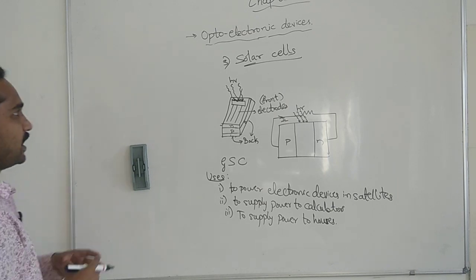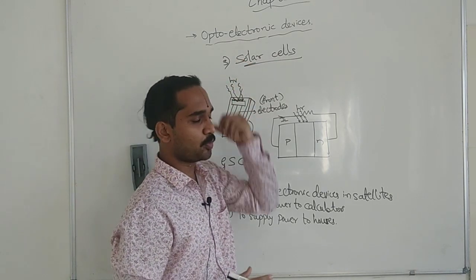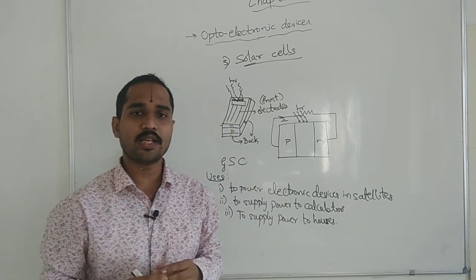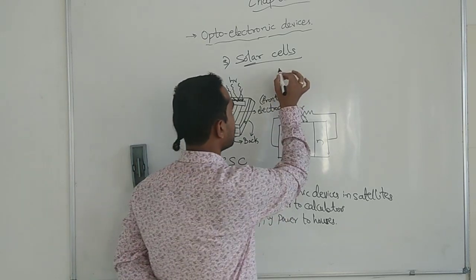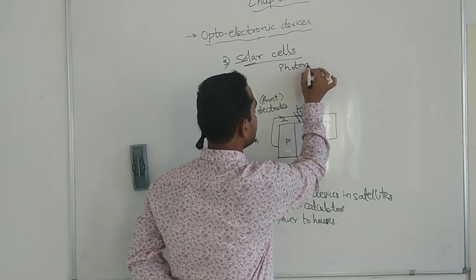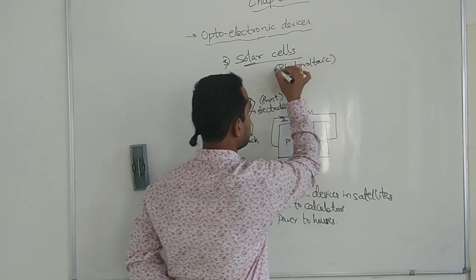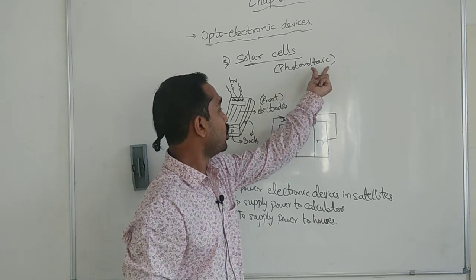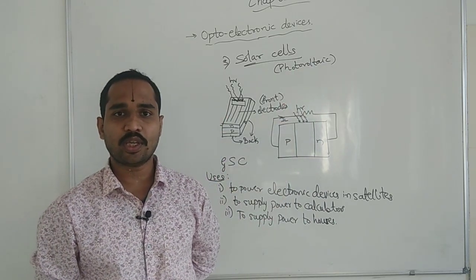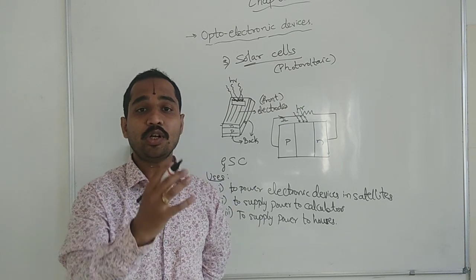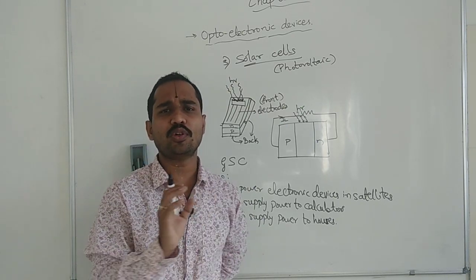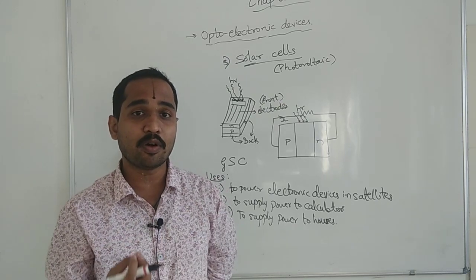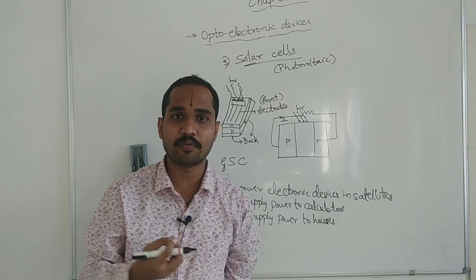Okay students, now the last part is the third optoelectronic device, that is solar cells. Solar cells are also known as photovoltaic cells. Please remember this name also. They are known as photovoltaic cells. That means here also on incident of photon, the voltage is being generated. So it is called a photovoltaic cell. It means it is giving the power. It is not taking the power. Please remember, it is not taking the power.